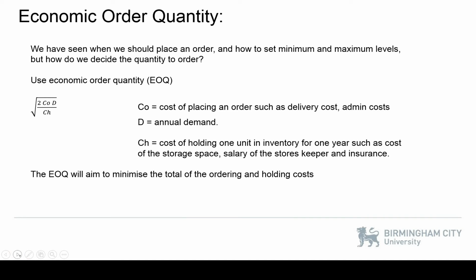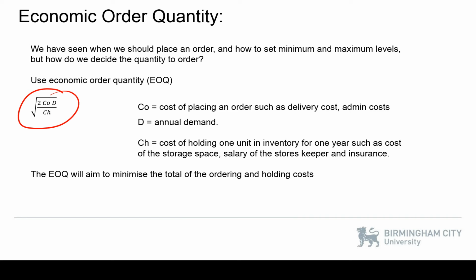So far, we've been given the quantity to order. But in actual fact, we can work it out. It's known as the economic order quantity. There is a formula which you need to learn. 2 times CO, the cost of placing an order, times D, which is the annual demand, divided by CH, which is the cost of holding 1 unit in stock for 1 year. And then that is square rooted to give us the economic order quantity.